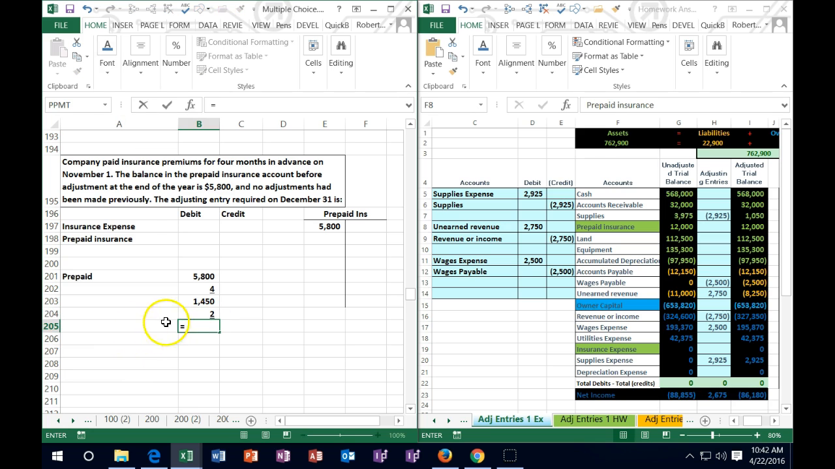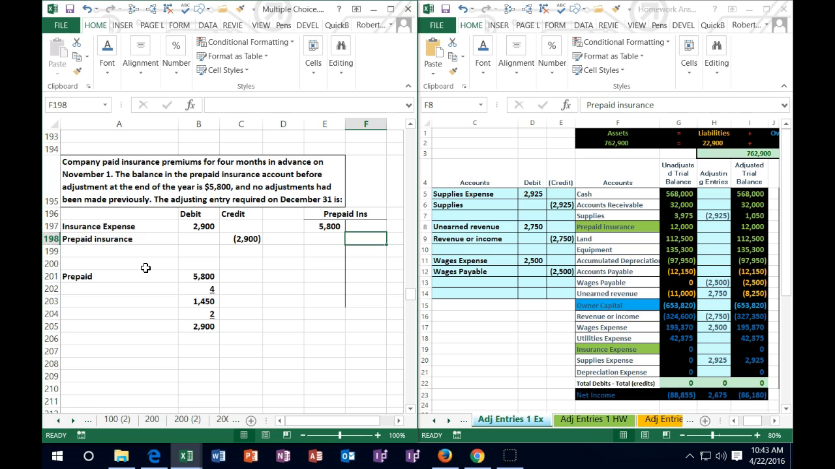So we're going to say this is the 1,450 per month times 2, and there is the adjustment. So that's going to be what is going to be debited to the expense, consuming it throughout the year, recognizing the expense at the time period in which we consumed it in order to help us generate revenue, matching principle.